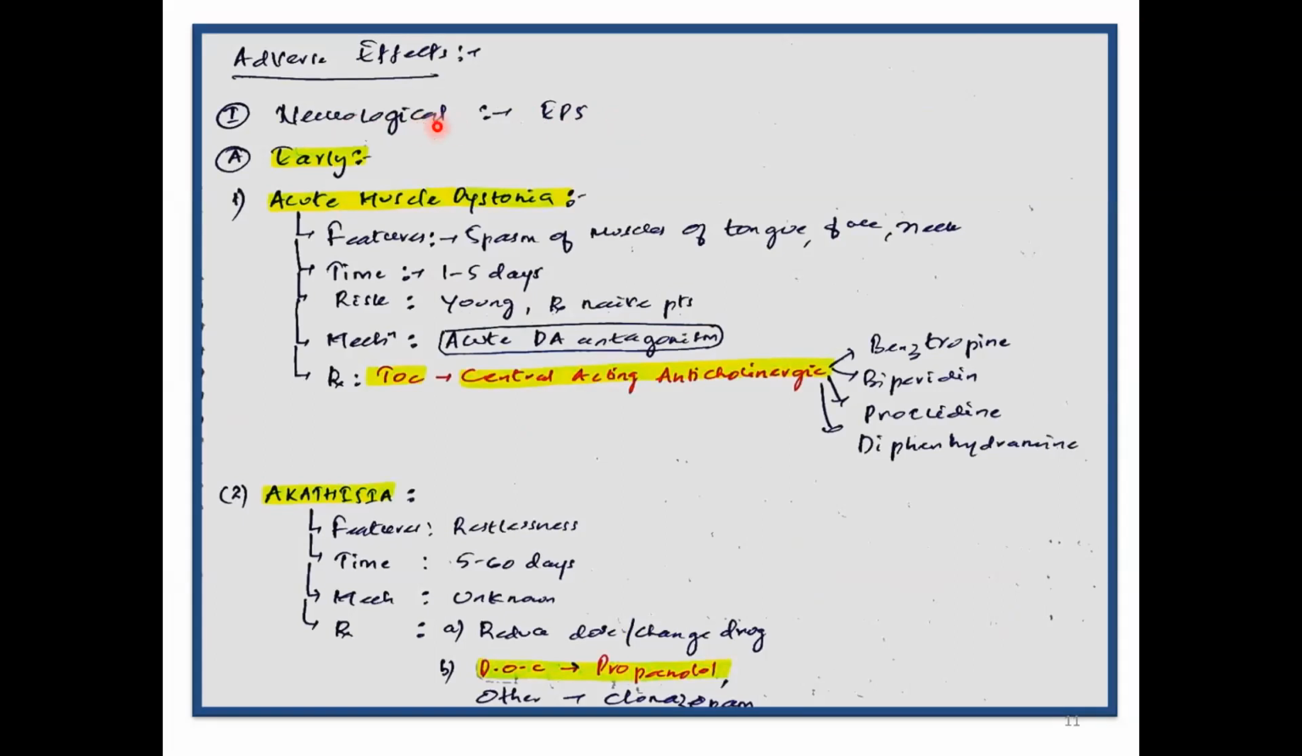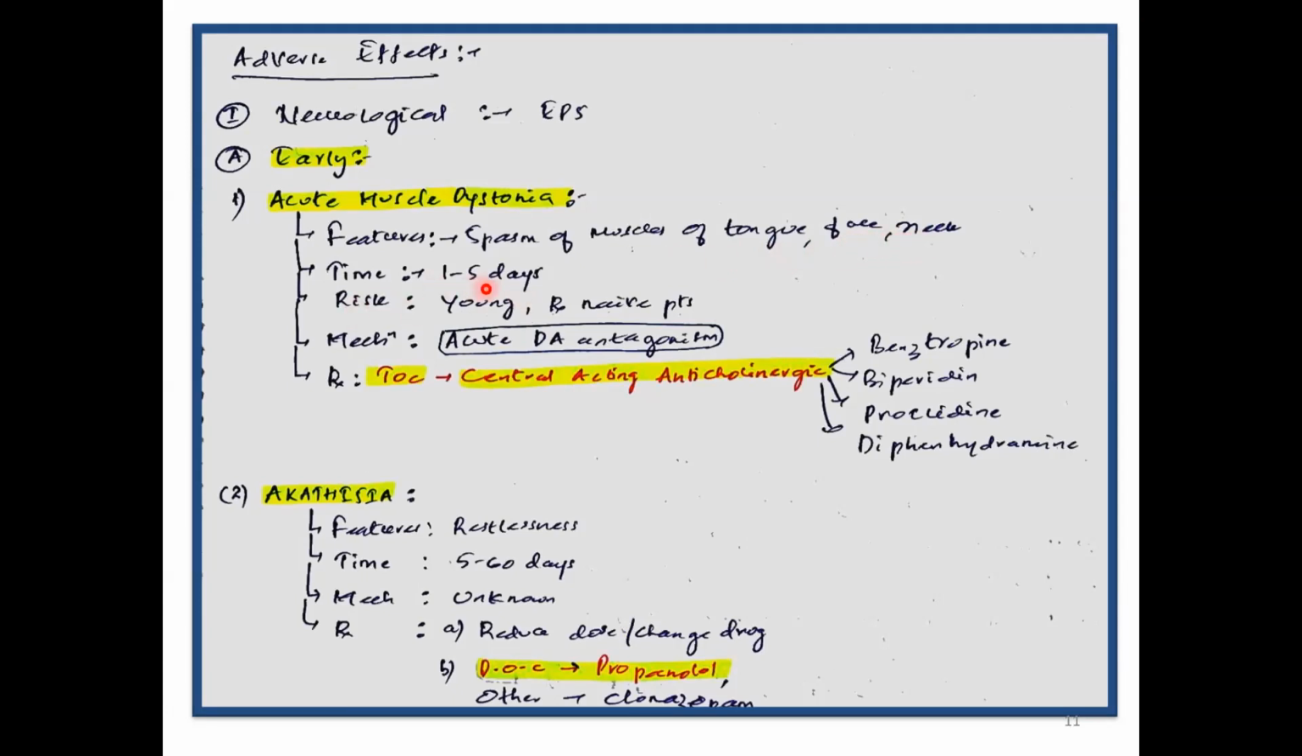In the neurological system, we will see some of the early and late side effects or adverse effects of typical antipsychotic agents. So from an entrance exam point of view, it is important to remember which among the following is an early neurological side effect or a late adverse effect of typical antipsychotic agents. One example of an early adverse effect is acute muscle dystonia, which presents as spasm of muscles of the tongue, face, and neck.